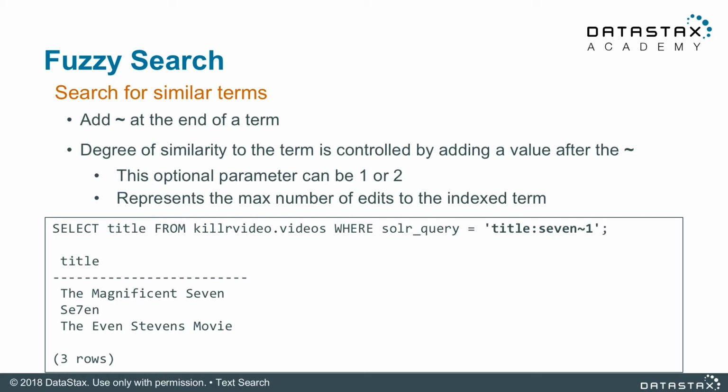The first result, The Magnificent 7, is an exact match. The second term is a match because editing the number 7 in the term and changing it to a V would turn it into the search term. The last result matches because the term "even" can be edited to add an S, which could then match our search term. Besides replacing a character and adding a character, the other possible way to edit a term would be to remove a character, which unfortunately we do not have an example of here.